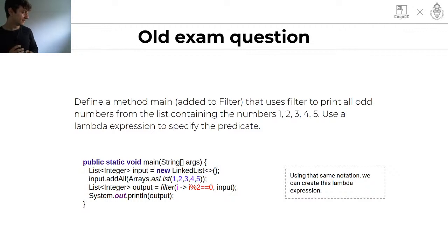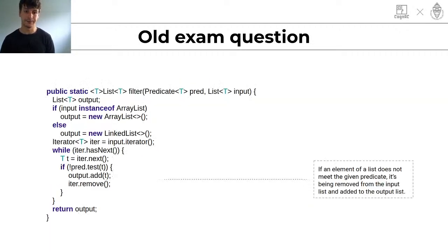The question was, in the filter method, does it make a difference to also remove the elements from the input list during the iterator loop? Yes, it does make sense. And the reason for that is, so the question was if it makes sense to remove it during the iterator. Does it make a difference to also remove the elements from the input list during the iterator loop? Oh, like for the end result or what?